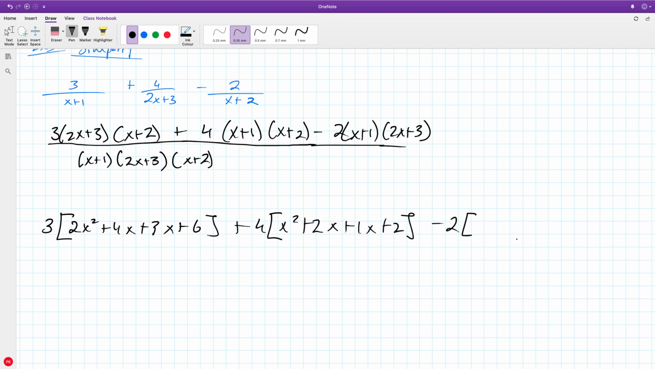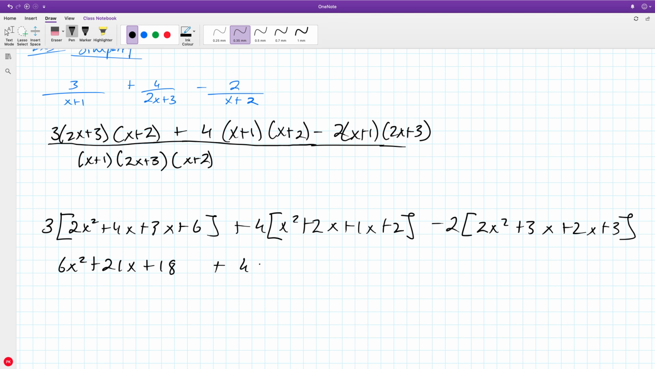Minus 2 times x by 2x, 2x squared, x by 3, 3x, 1 by 2x is 2x, 1 by 3 is 3. So 3 times 2x squared is 6x squared. 4x and 3x gives you 7x. Times 3 is 21x. 3 times 6 is 18.